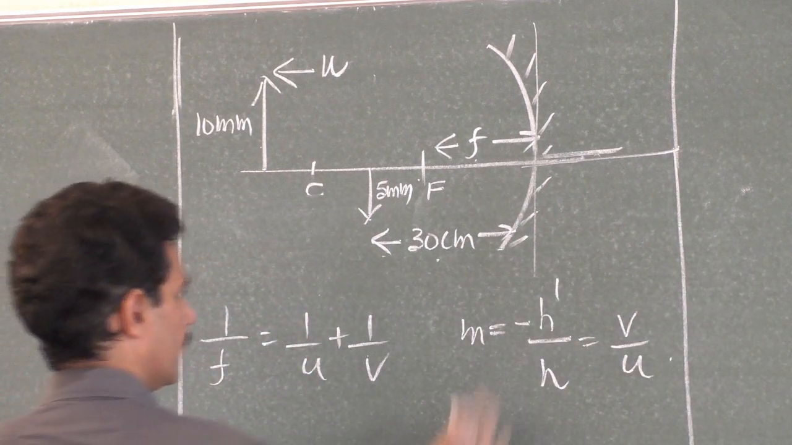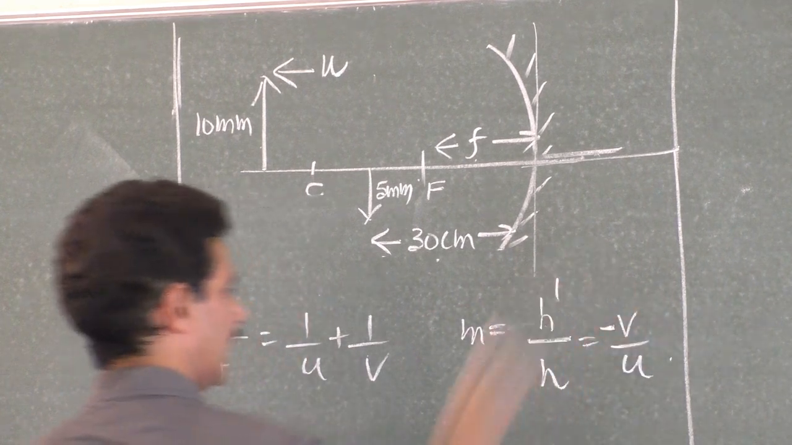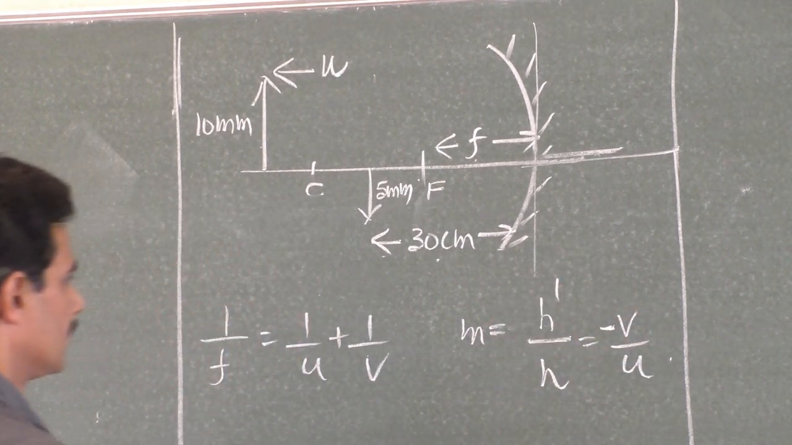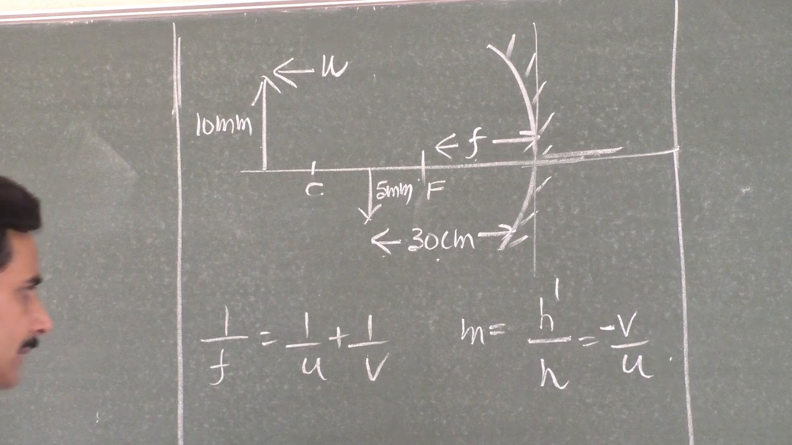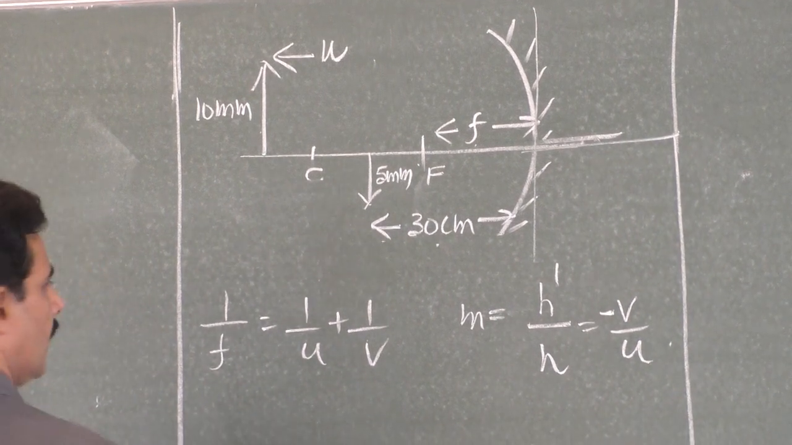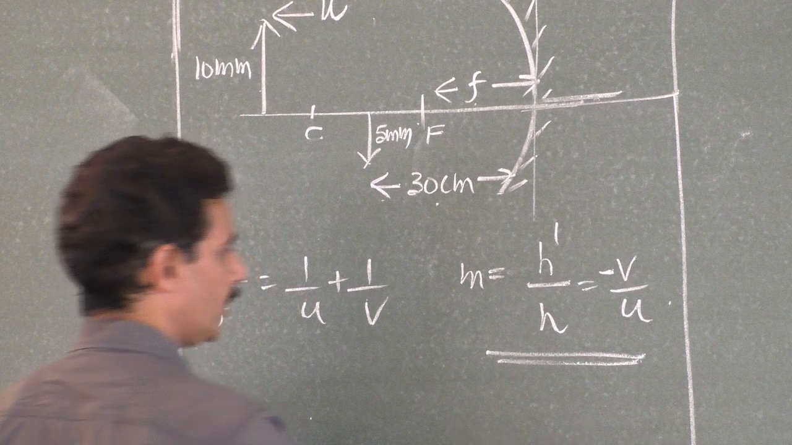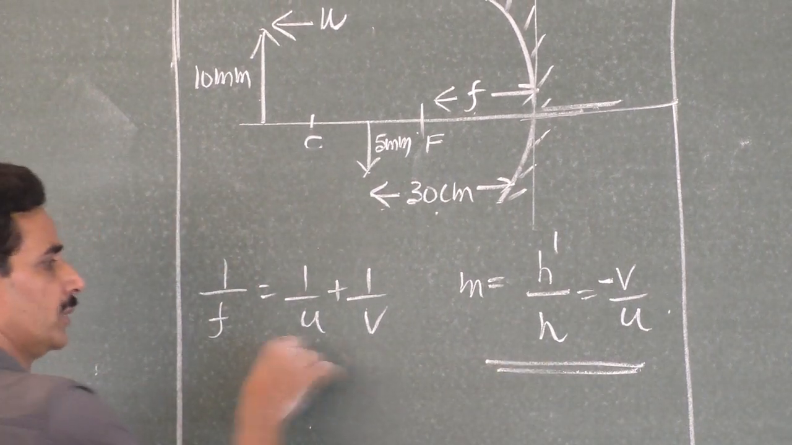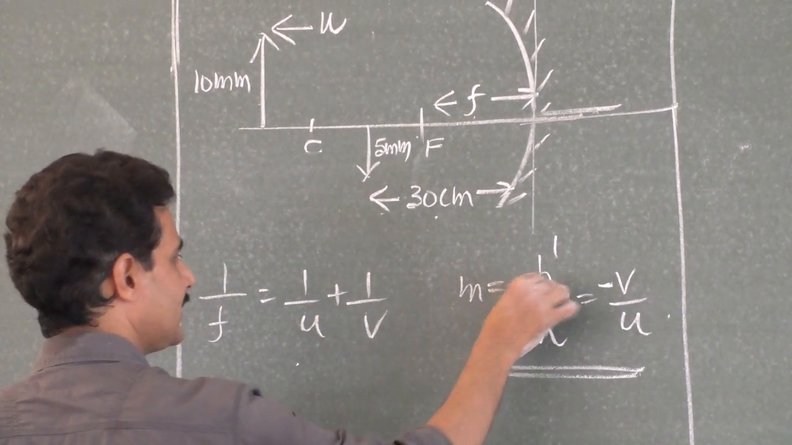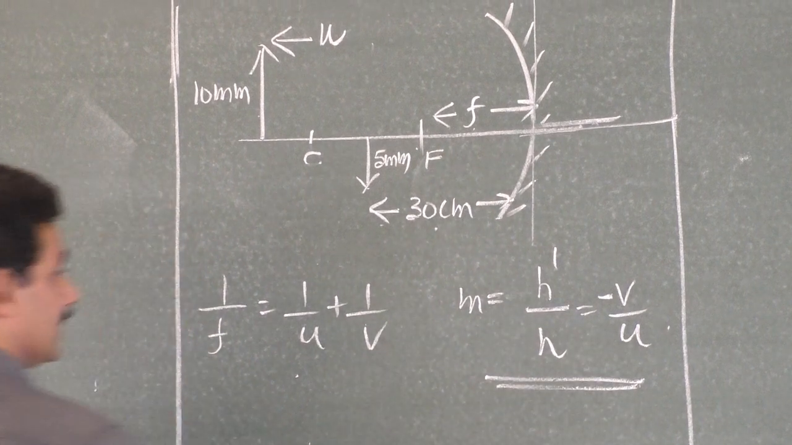Right, so not like this: h dash by h is equal to minus v by u. Now we will use the formula. First we will use this one because here we have more data than this. Here unknown things are more, here known things are more. So h dash by h we know. What is h dash?